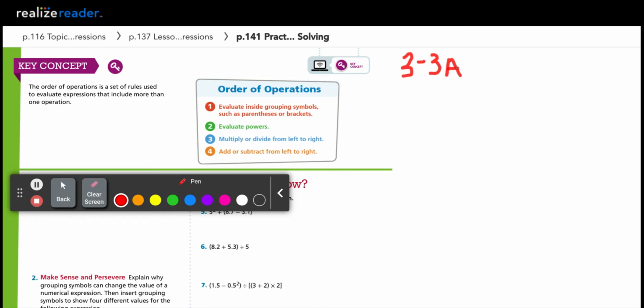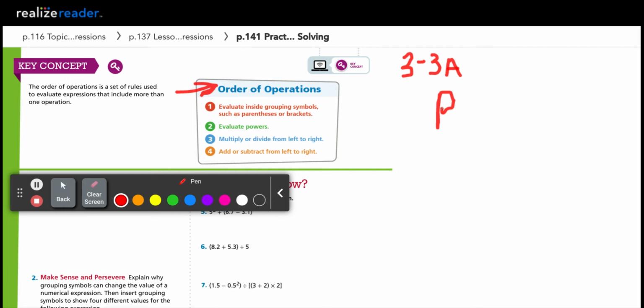So the key concept says that the order of operations is a set of rules used to evaluate expressions that include more than one operation. So let's look at the steps of the order of operations, and then there is an acronym that you may remember for next year that we will follow to help us to evaluate these expressions. So step 1 says to evaluate inside grouping symbols, such as parentheses or brackets. So the first letter of the acronym is going to be P. It stands for parentheses or brackets.